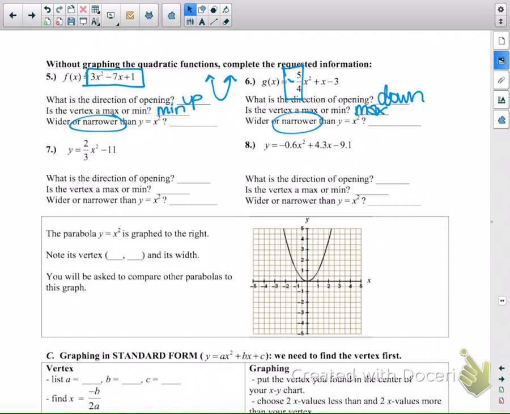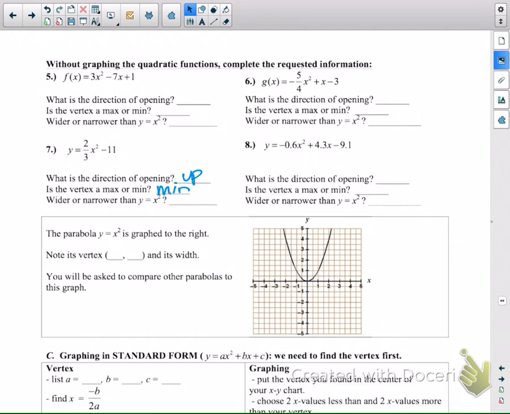Take a minute on your paper and fill in those same blanks for 7 and 8, and then we'll get started graphing. All right, so on these real quick, oops, why did I erase that? Should have that 7 opens up, which makes the vertex a min, and that fraction that is less than 1 makes this a wider graph. Okay. And last but not least, this should open down, which makes your vertex a max. And that decimal of negative 0.6, the negative doesn't matter, but the 0.6 being less than 1 makes it also wider. Okay?